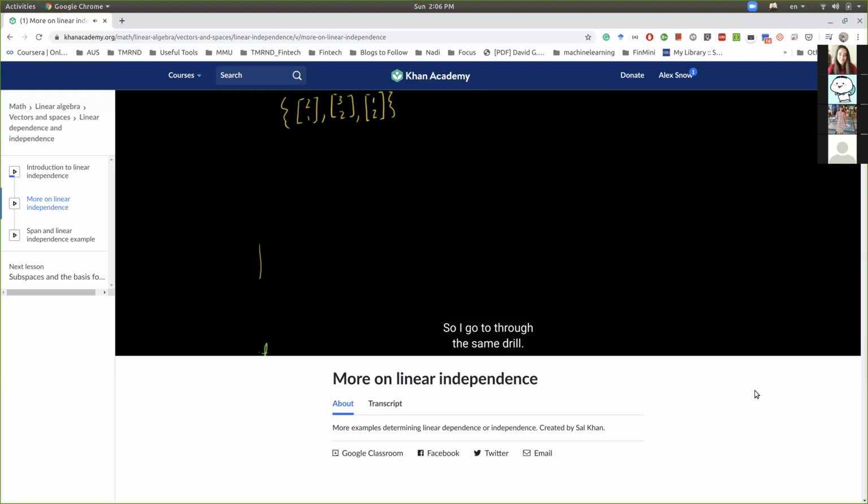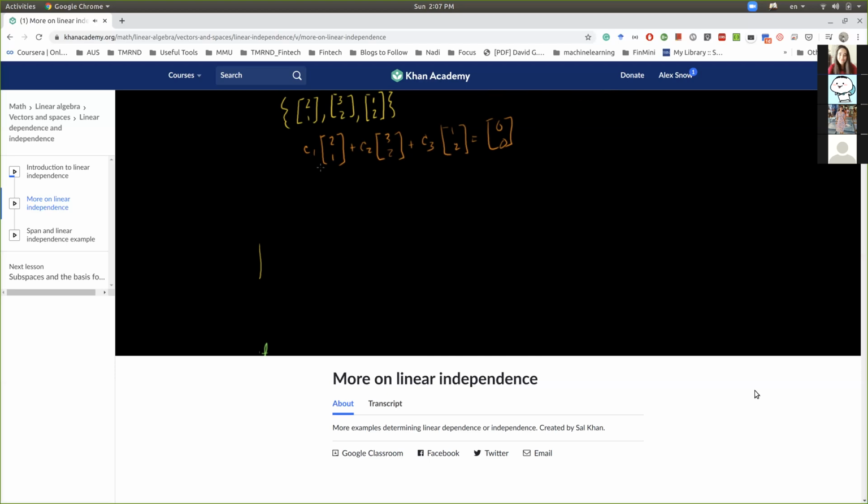So I go through the same drill. I use that little theorem that I proved at the beginning of this video. In order for them to be linearly dependent, there must be some set of weights that I can multiply these guys by. So C1 times this vector plus C2 times this vector plus C3 times that vector will equal the 0 vector. And if one of these is non-zero, then we're dealing with a linearly dependent set of vectors. And if all of them are 0, then it's independent. So let's just do our linear algebra.